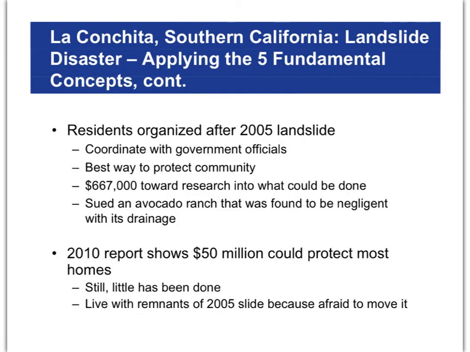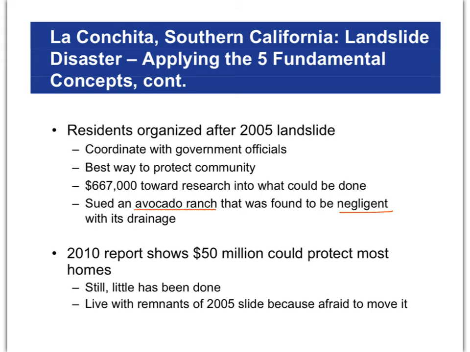So after 2005, one thing that they did was they actually identified that an avocado ranch, which was right above La Conchita up on the bluff, was partially responsible for bad drainage practices, and that that ranch owner was negligent and could possibly have contributed to the failure in 2005. Now that doesn't solve the problem that people have died already. So really, the best practice is prevention, not taking action afterwards.